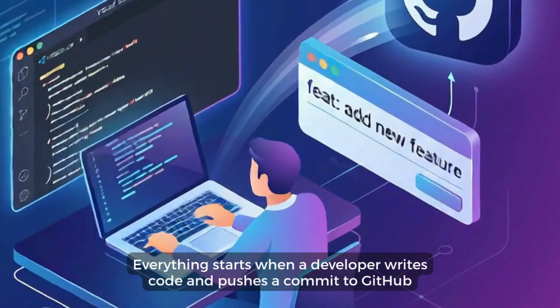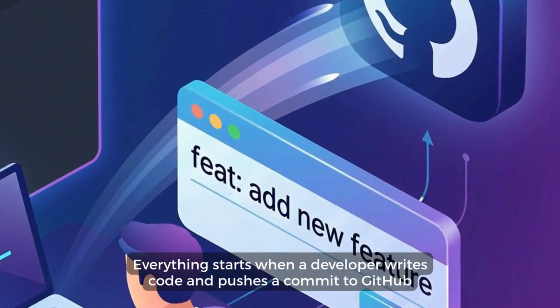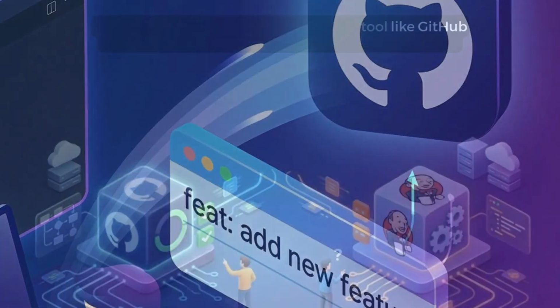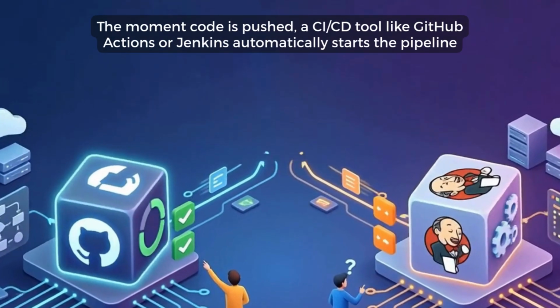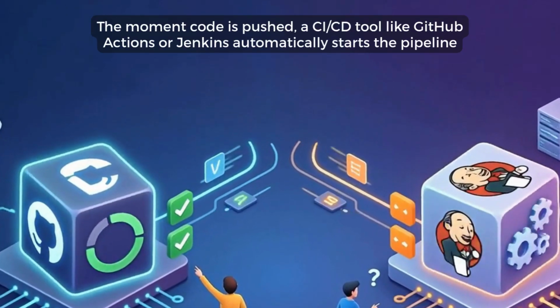Everything starts when a developer writes code and pushes a commit to GitHub. The moment code is pushed, a CI/CD tool like GitHub Actions or Jenkins automatically starts the pipeline.